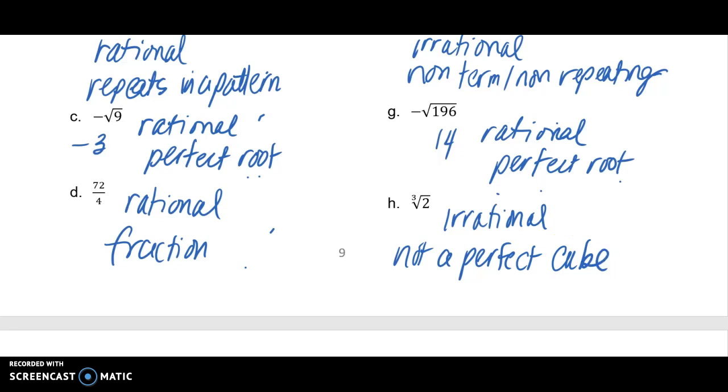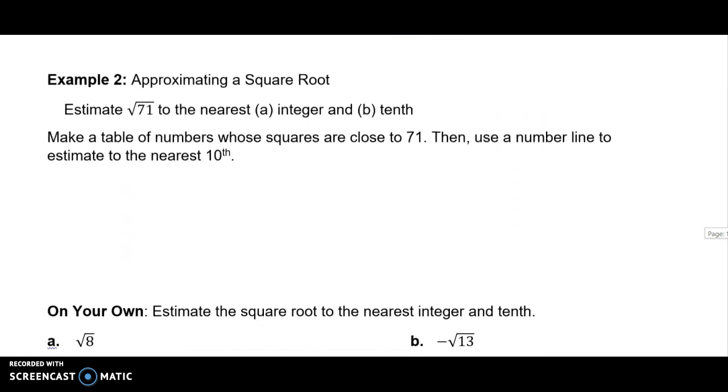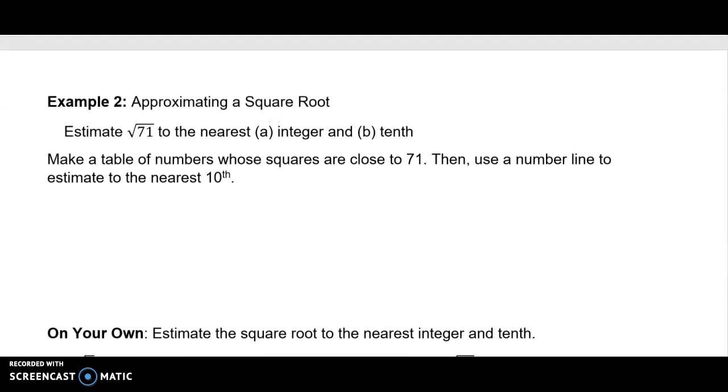Okay, so if you have any questions, you can pause the video and or bring those to class tomorrow and we'll address those. We're going to go ahead and move on to example 2, and this is our second part of our lesson today, which is approximating square roots. The directions ask you to estimate the square root of 71 to the nearest integer and to the nearest tenth. Now, you probably realize that you could punch that into your calculator, but the idea is this is a non-calculator skill.